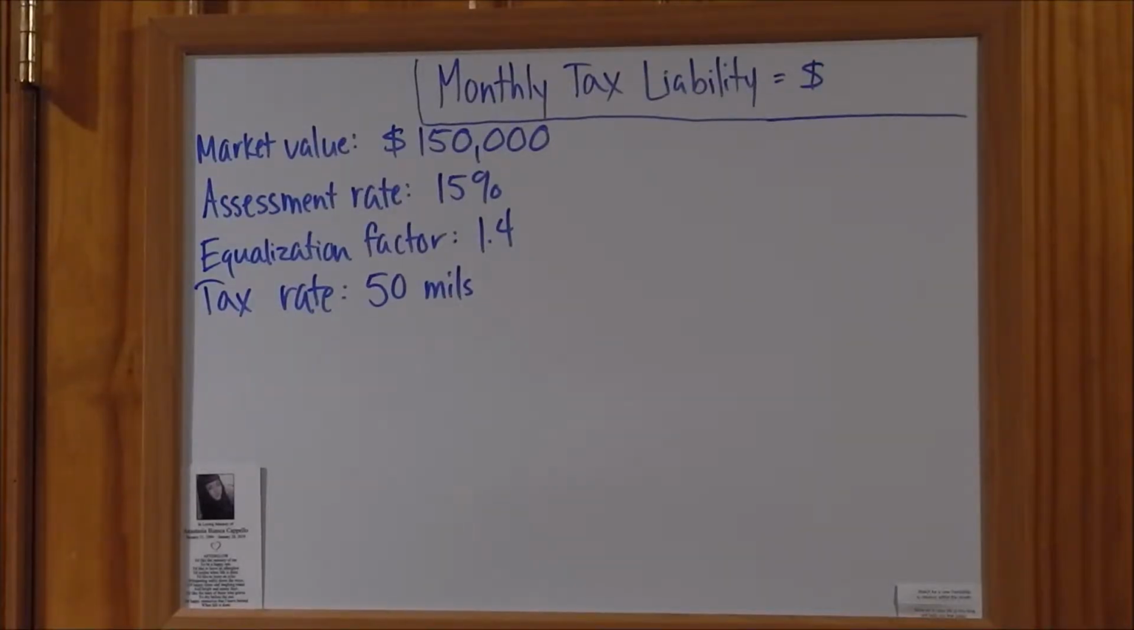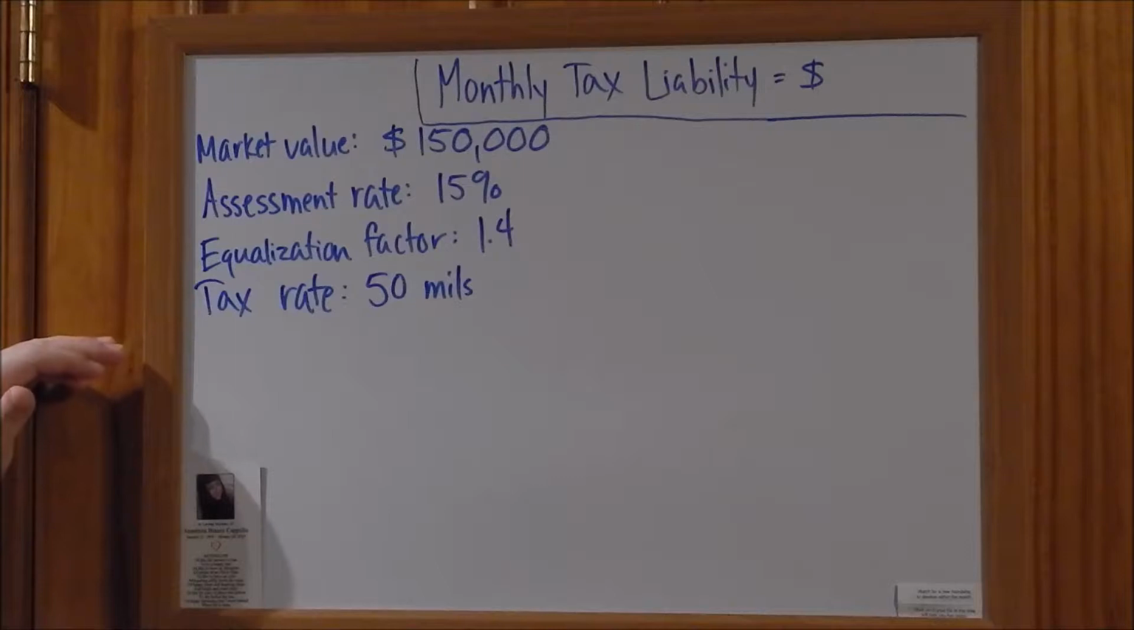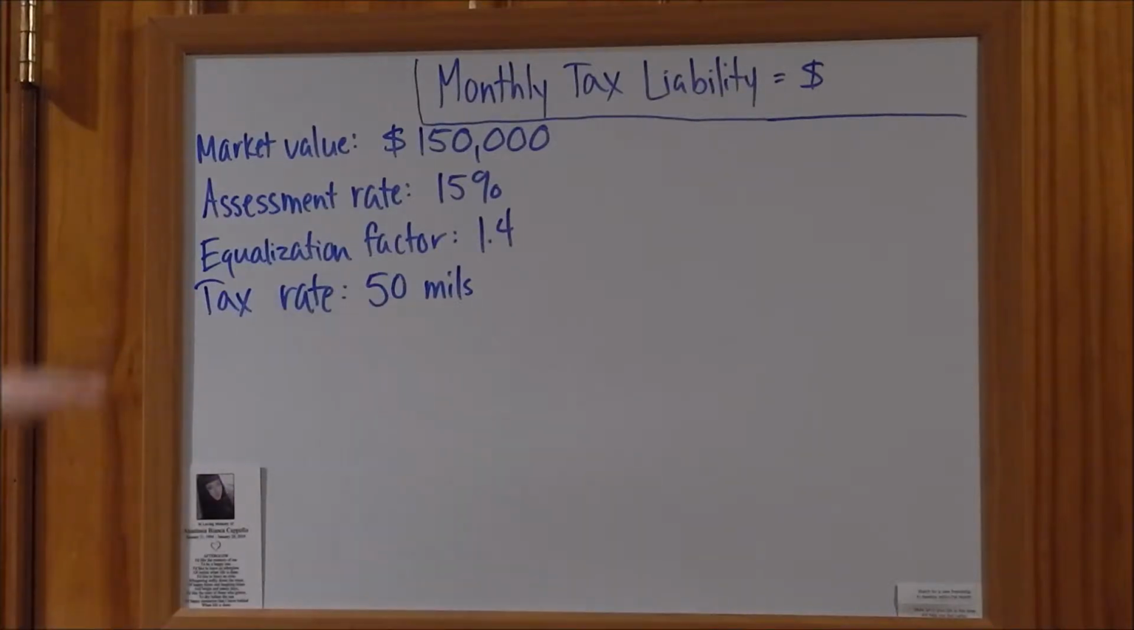In this problem, we're going to try to find out what the monthly tax liability is. In other words, what are we looking to pay per month in taxes? So whenever you're calculating this, you should have all of the information that's on here provided in your question. In this case, we have a market value of $150,000. We have an assessment rate of 15%, an equalization factor of 1.4, and a tax rate of 50 mils. So let's go ahead and get started.